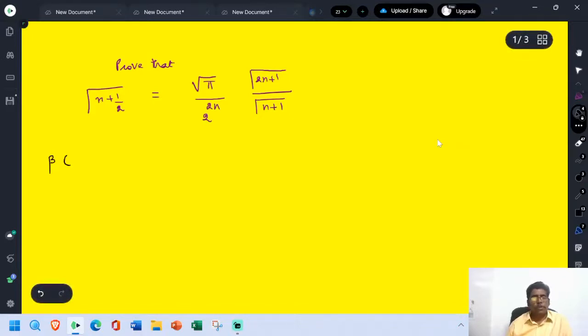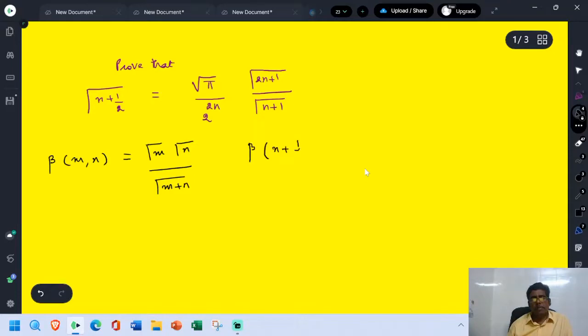two things. One is the relation between beta and gamma function, that is beta of m comma n, which is equal to gamma m gamma n divided by gamma of m plus n. This is the first relation you have to use. Using this, we should find out the value of beta of n plus 1 by 2 comma n plus 1 by 2. Here this is our m, this is our n.